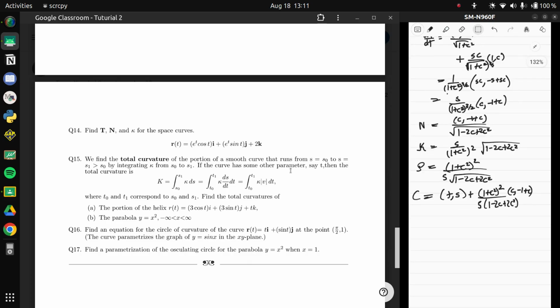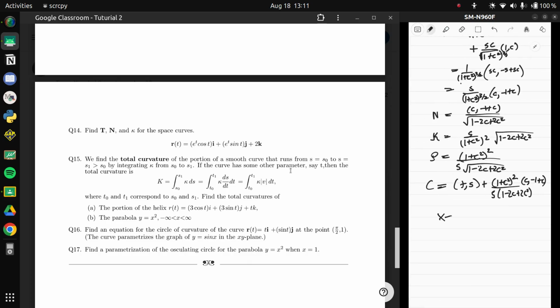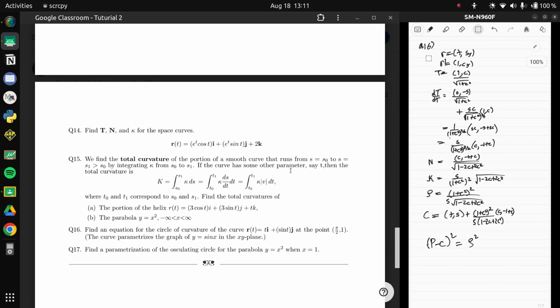So you got c and you got rho. With the point p as (x, y), p minus c, squared, should be equal to rho squared. That's your circle. So you just have to calculate all the quantities now.